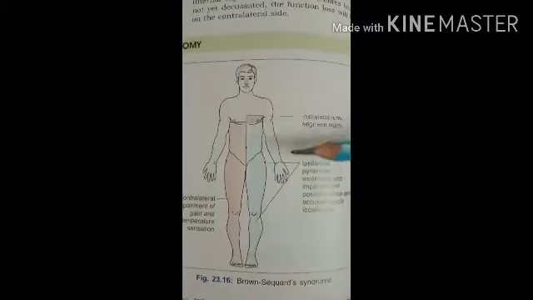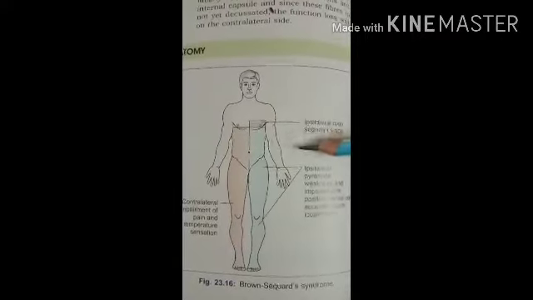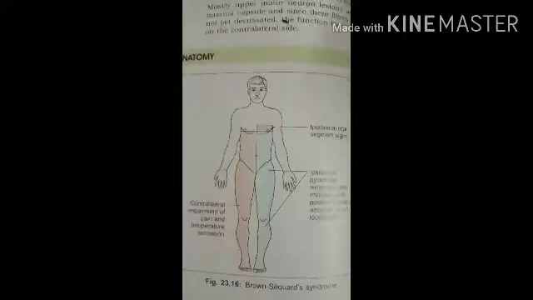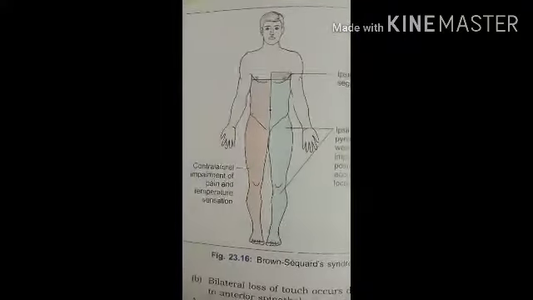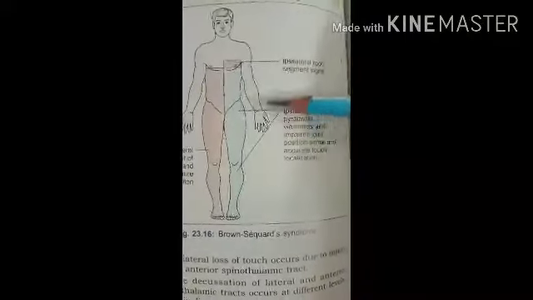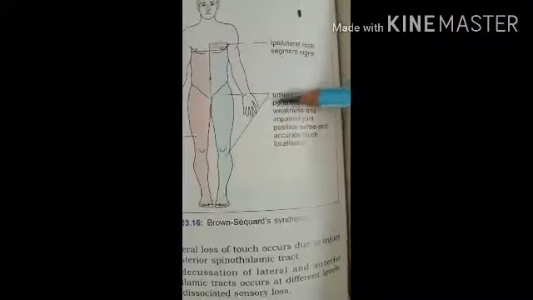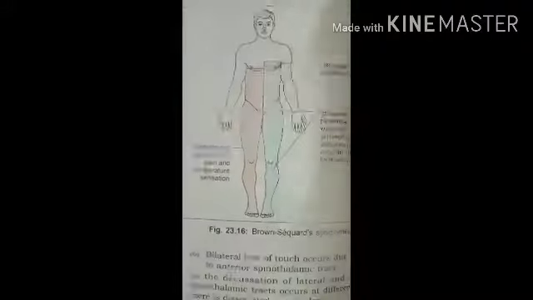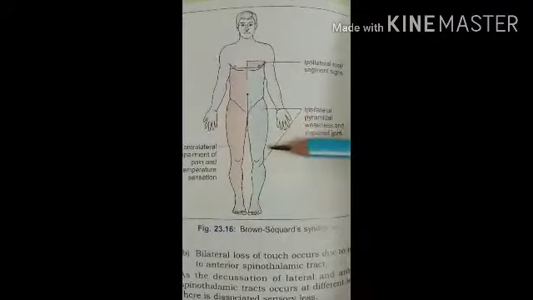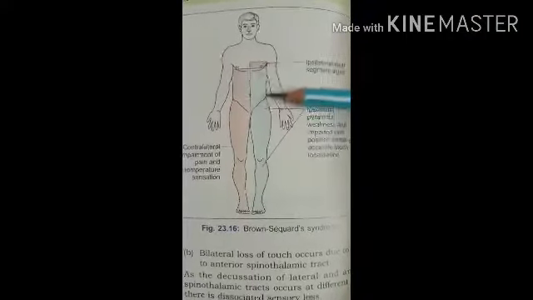Then there is contralateral loss of pain and temperature sensation below the level of the lesion, and at the level of the lesion ipsilateral lower motor neuron paralysis, and ipsilateral anesthesia over the skin and ipsilateral hyperesthesia above the level of the lesion due to irritation of the dorsal nerve root.